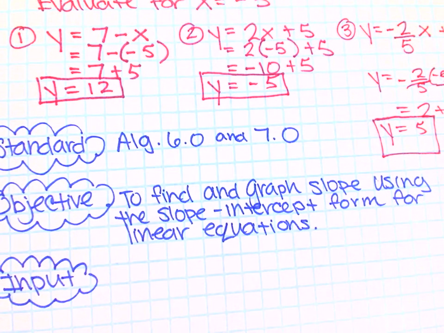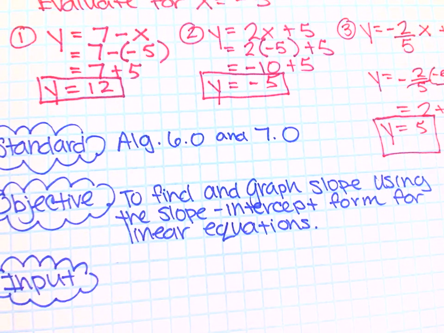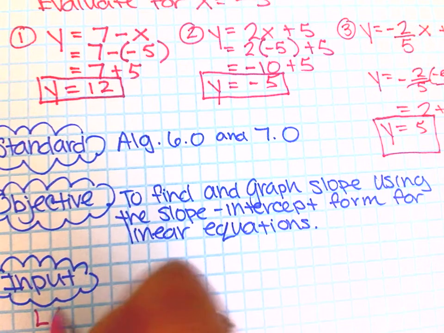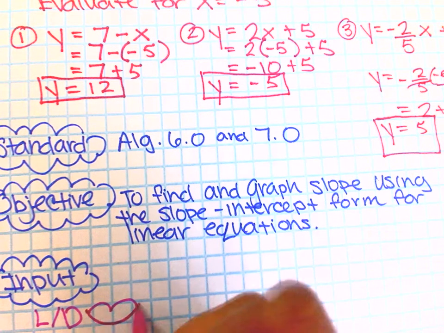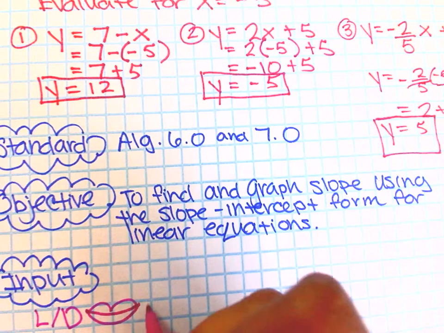All right, so slope and slope-intercept form and input today. We have a couple language of the discipline words. So go ahead and write your L/D for language of the discipline and draw your gate icon. Everybody's doing it.